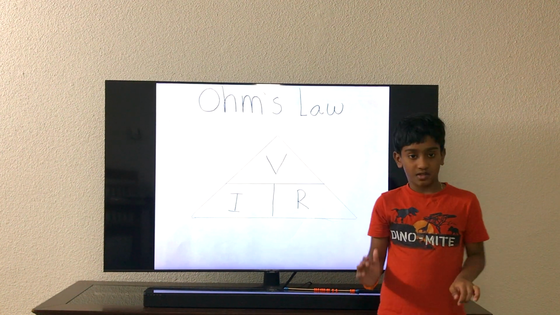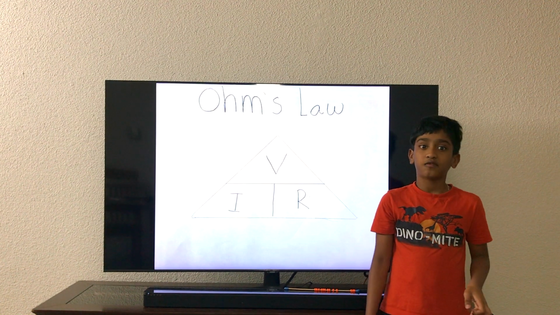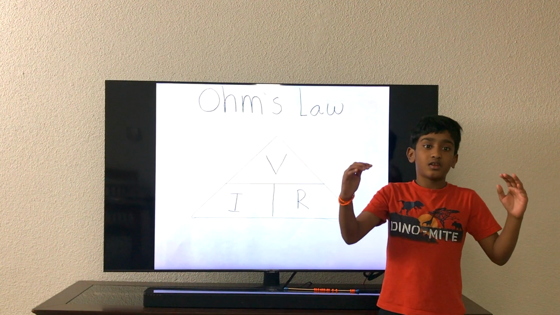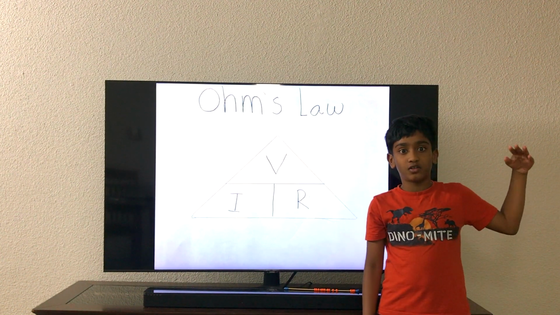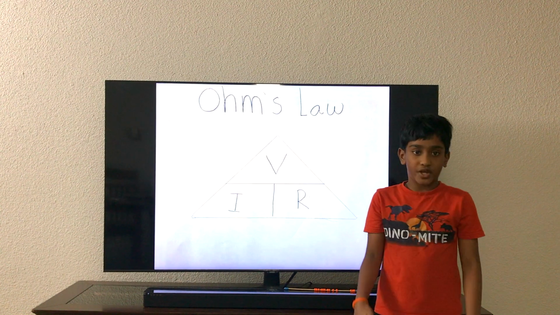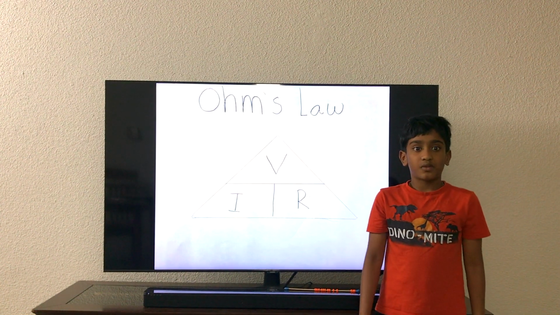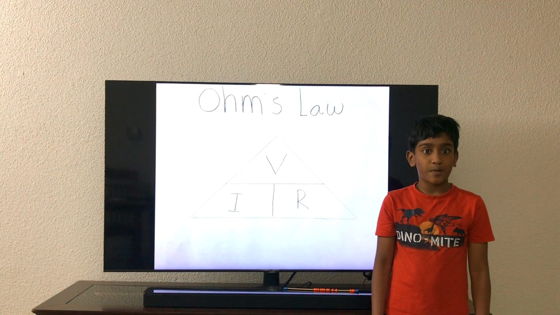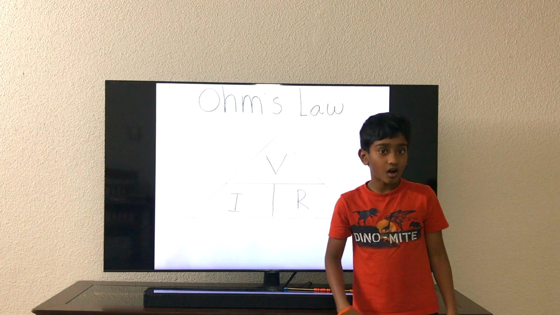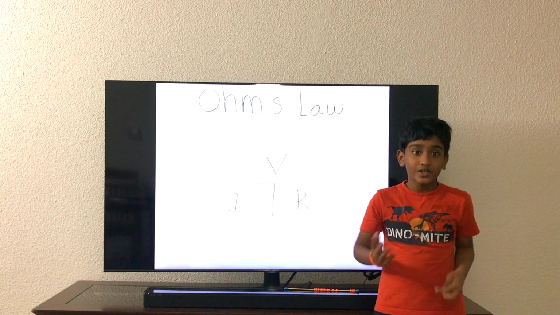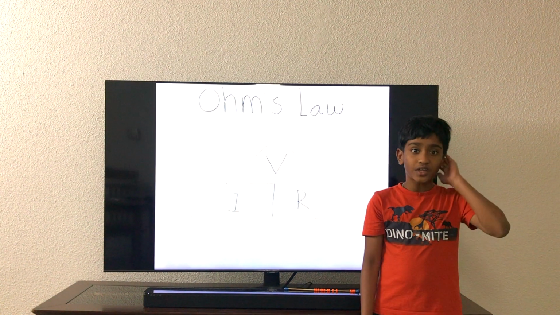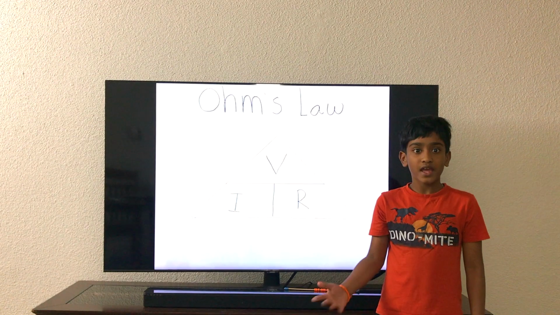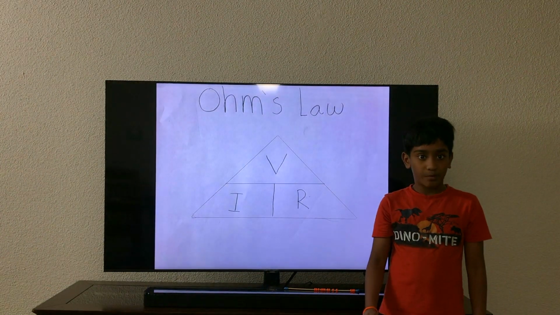Number two, resistance. Resistance slows down the flow of electrons. For example, your car is the electron, and the resistance is a speed breaker. So when your car goes too fast, it helps you slow down. Resistance is measured in ohms. Resistance is represented by a capital R. Next, current. Current is how many electrons flow in a period of time. Current is measured in amps. Current is represented with a capital I.